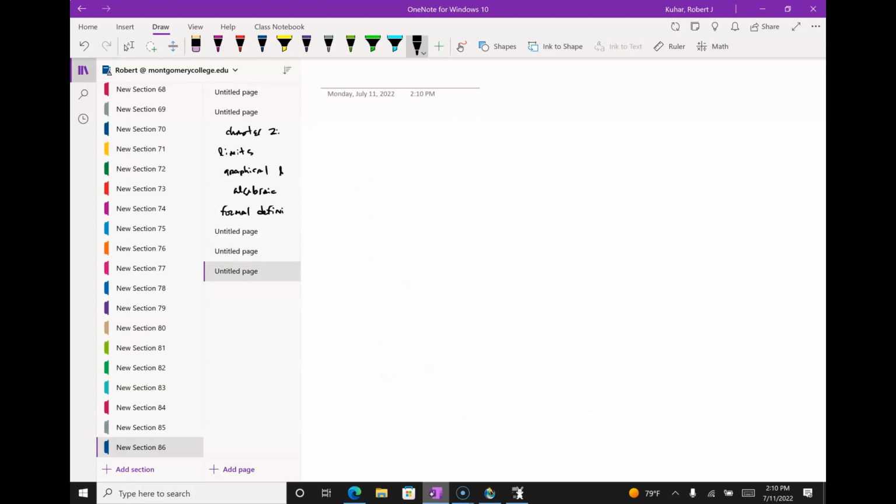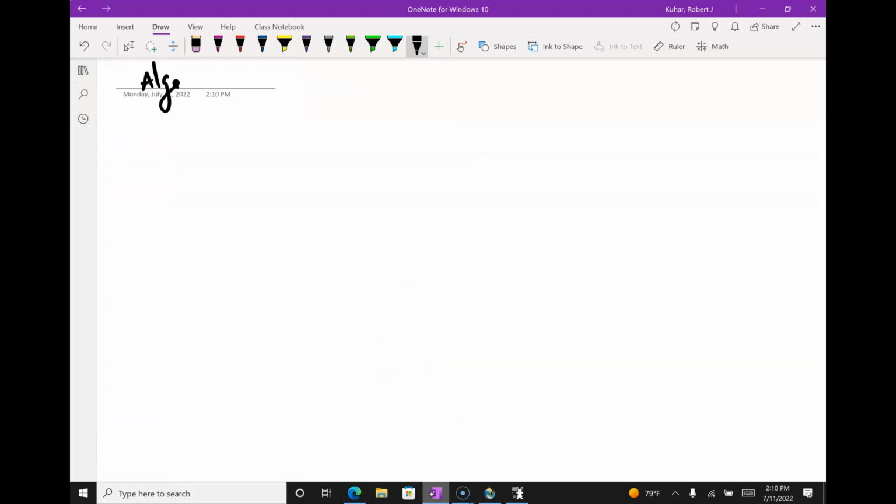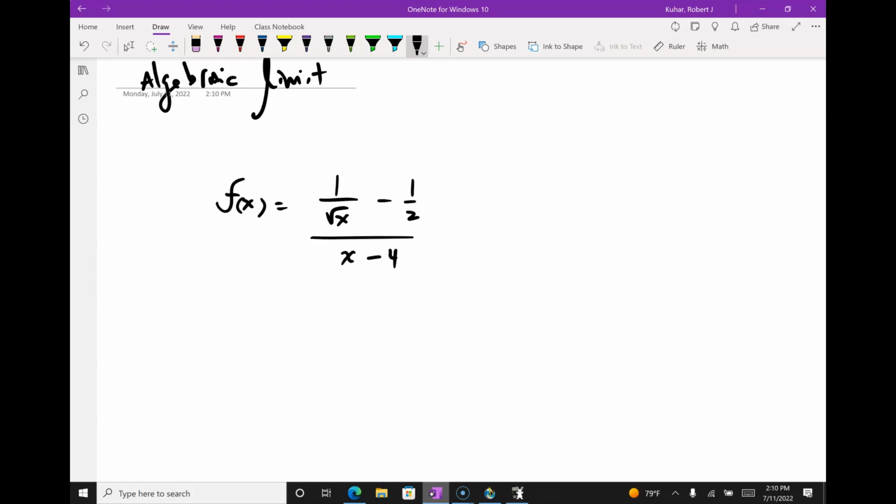Algebraic limit. F of x is going to be 1 over square root of x minus 1/2 over x minus 4. And I'm interested in the limit as x goes to 4. On your mark, set, go.